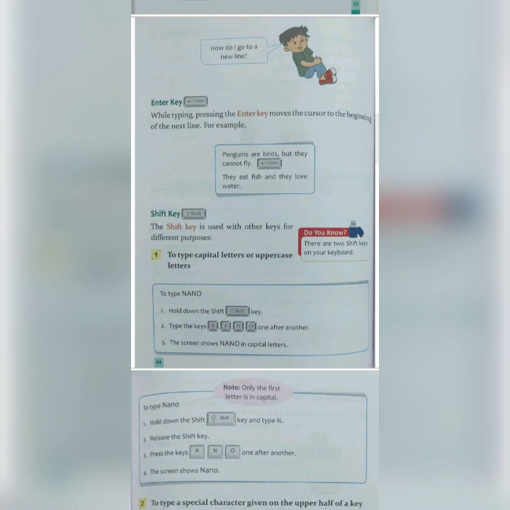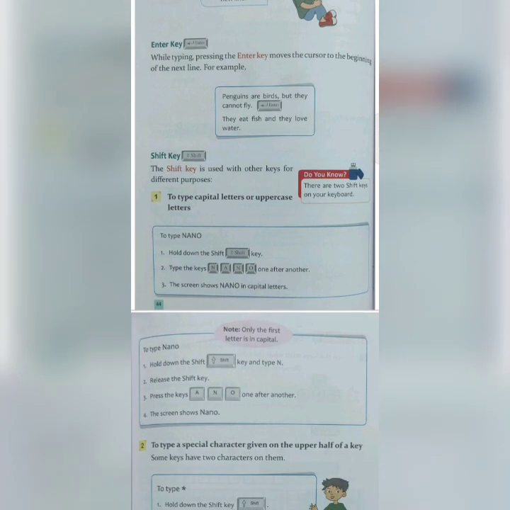While typing, pressing the enter key moves the cursor to the beginning of the next line. For example, penguins are birds, comma, but they cannot fly, full stop. After giving the full stop, immediately press enter and the cursor will come down to the next fresh line. Then you can type, they eat fish and they love water. Easy.